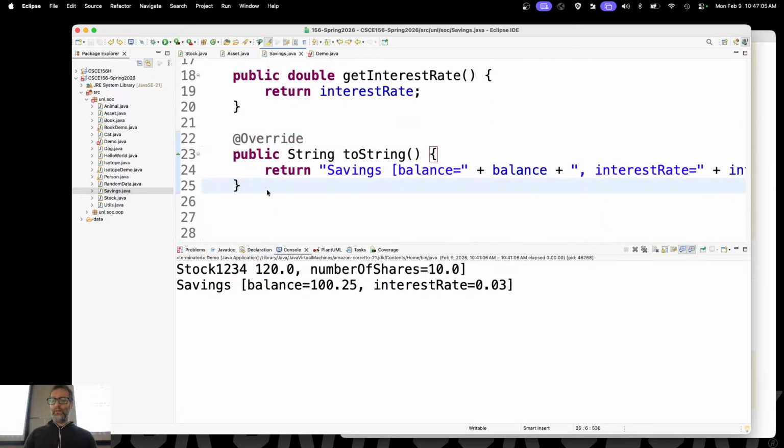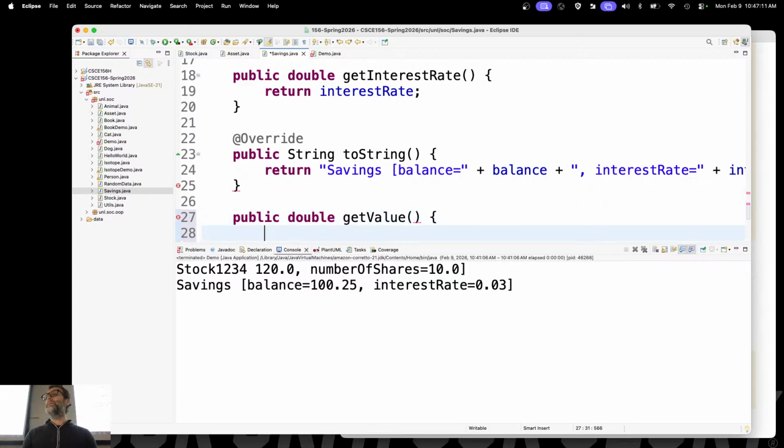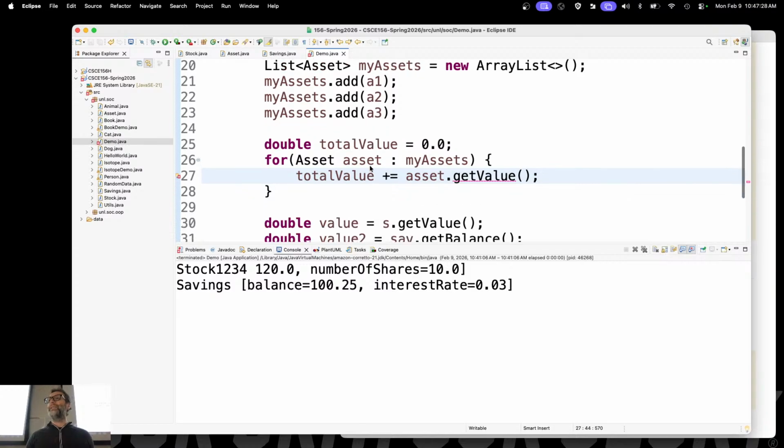So let's do that. Let's add another function here, public, double, get value. It's going to be the exact same signature here. It doesn't take any inputs, it returns a double, and it is called get value. Return this dot balance. Right? That's the value for a savings account. Specialized behavior. Now we can come over here to the demo class, and does it still work yet?